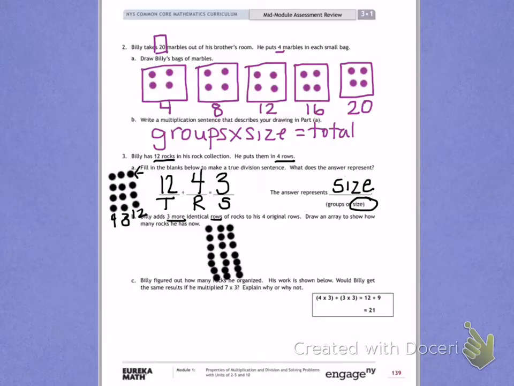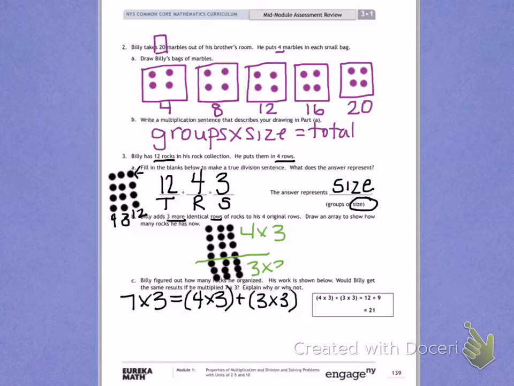So Billy is wondering, if he multiplied 7 times 3, would it be the same as 4 times 3 plus 3 times 3? Billy decided, instead of multiplying 7 times 3, to break his arrays apart into the top and the bottom. On the top, I can see 4 times 3. And on the bottom, I can see 3 times 3, which represent what Billy did.